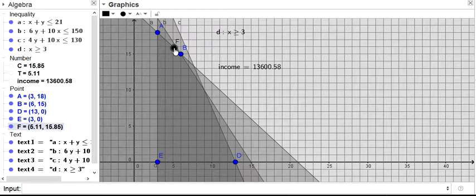In fact, anything else up here is smaller, right? That's 13,400. This is 13,600. Here's 13,800. Now, if I could stay on that curve, I'd go to 14,000, 14,200. But the problem is I can't stay on this curve because some of my constraints aren't being met. And I notice that I'm missing a point. There should be another point right here.